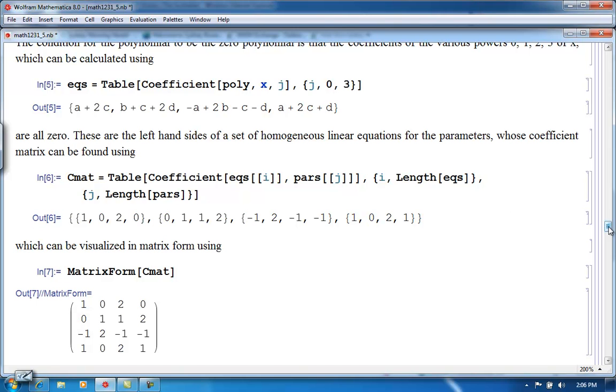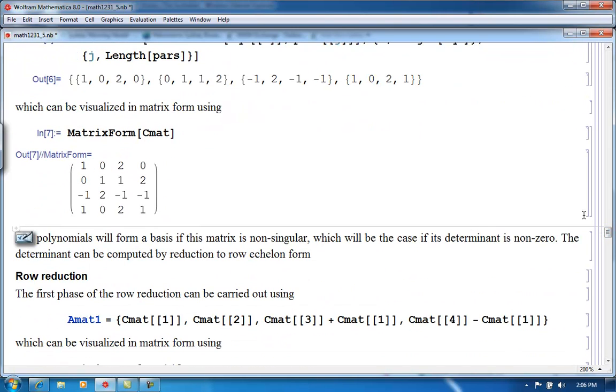Well, the polynomials will form a basis if this matrix is non-singular, because if it's non-singular, then the only solution of the equations is the trivial one, and that will be the case if its determinant is non-zero. Well, the determinant can be computed by reduction to row echelon form. So let's do that.